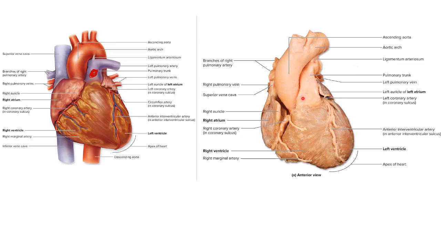Both of these are arteries. They both take blood away from the heart. The pulmonary trunk takes blood away from the heart from the right ventricle, and the aorta takes blood away from the heart from the left ventricle. But again, I just wanted to point that out, that when you're looking at them, the pulmonary trunk is more anterior from the aorta.